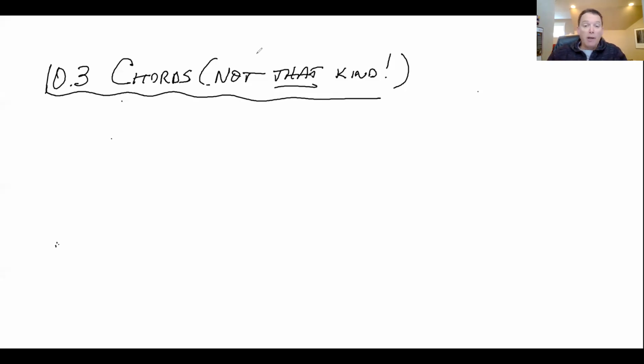Well, I hope you enjoyed learning all about tangents to circles. I think they're kind of interesting. They're kind of fun, but different. We're looking at another way that a line or a line segment can intersect or interact with a circle today. And that's called a chord.